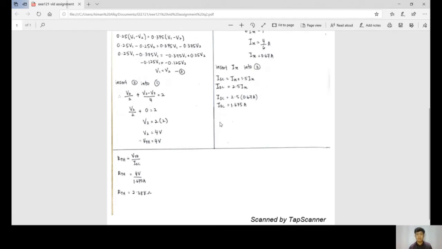Then we have the value of I short circuit and VTH, so we can calculate the value for RTH. The equation for RTH is RTH equal to VTH over I short circuit. We insert the values of VTH and I short circuit into the equation, and we get the value of RTH is 2.388 ohm.